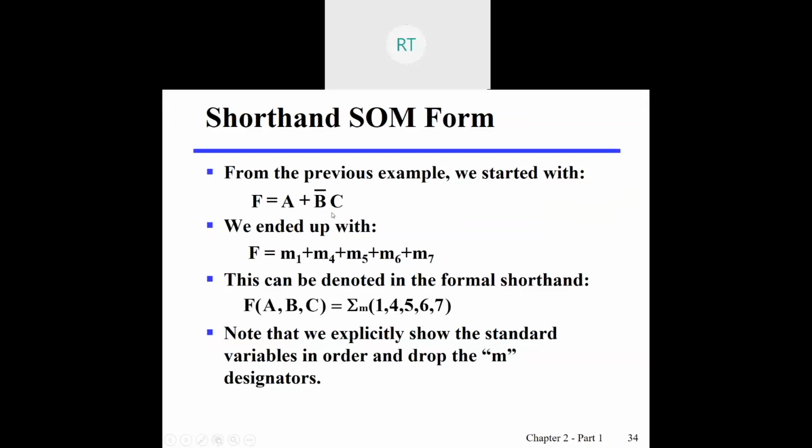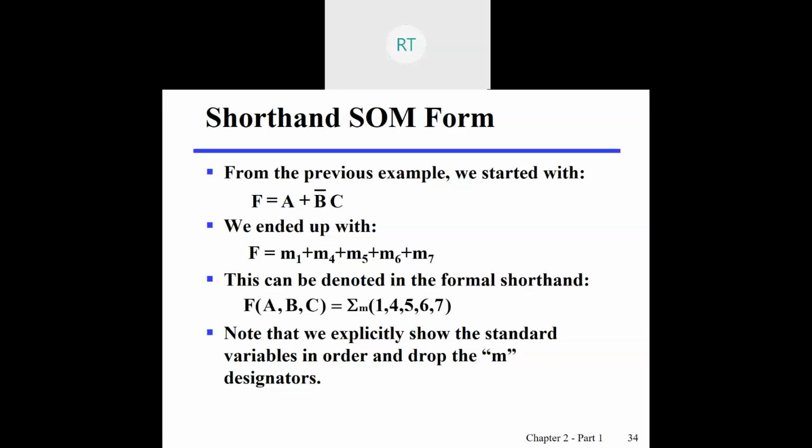Okay, we reached here last time, so we continue. From the previous example, we started with f equals a plus b bar c. We ended up with the following minterms, which is sigma of m1, m4, m5, m6, and m7. What are these? These are the locations where you actually have output 1 in f.